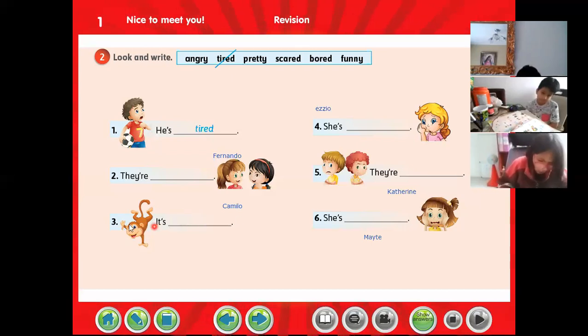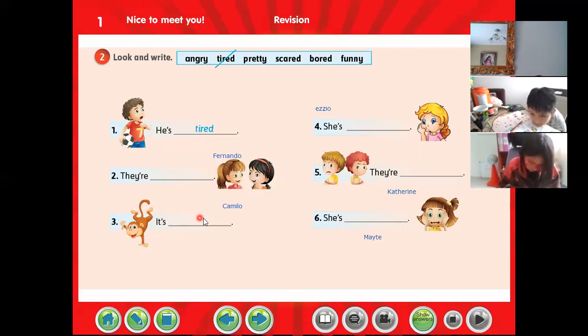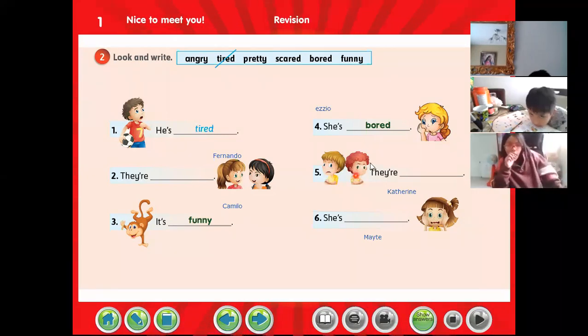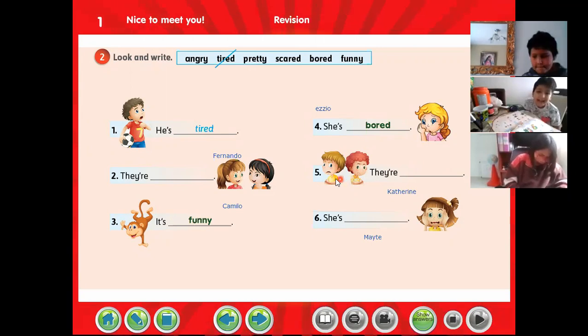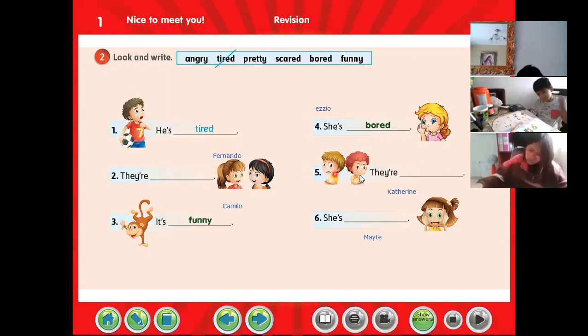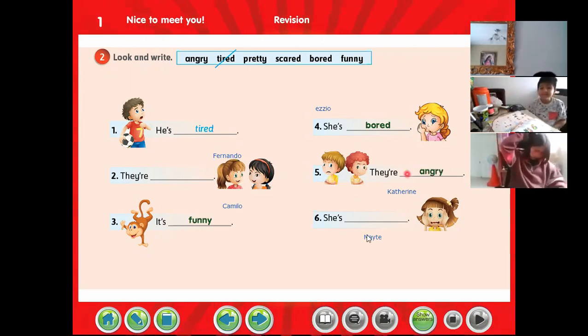Camilo, please, number three. The monkey is funny. It's funny. Oh, very good, my friend. Thank you. Ezio, number four. She's pretty. Not exactly pretty. Look at her face. She's bored. Bored. Thank you, my friend. Catherine, number five. They are hungry. What emotion is this? Happy? Sad? What emotion? They are angry. Angry, very good.